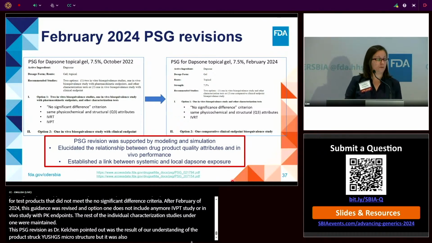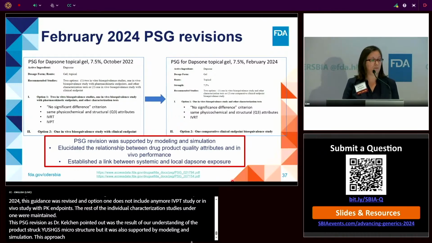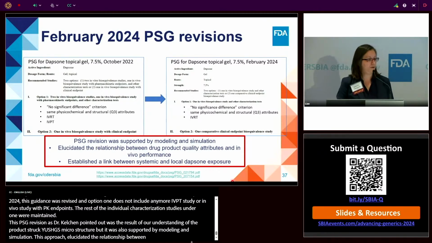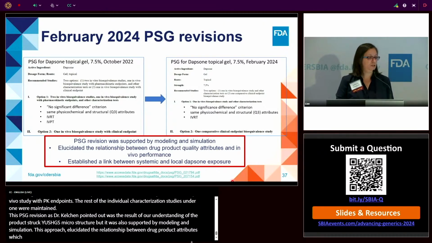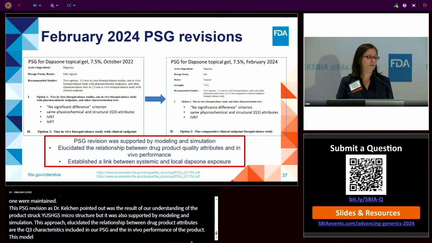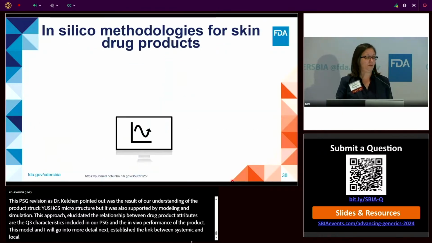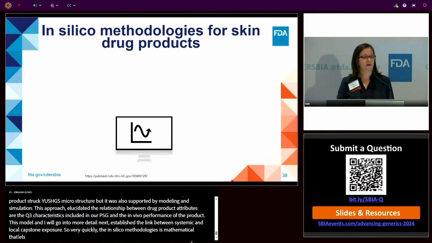The modeling and simulation approach elucidated the relationship between drug product quality attributes, which are the Q3 characteristics that are included in our PSGs, and the in vivo performance of the product. And these models, which I will go into a lot more detail on next, establish the link between systemic and local Dapsone exposure. So very quickly, the in silico methodologies that I will be discussing today are essentially mathematical statistical models that describe how the amount of Dapsone in this case changes with time based on an administered dose.